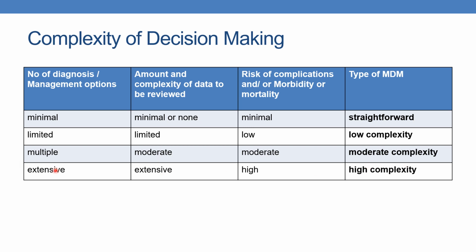Then next comes the final one. If the number of diagnosis or management options are extensive, the amount and complexity of data to be reviewed is extensive, and the risk of complications and or morbidity or mortality is high, then MDM will be of high complexity. These are the types of MDM: straightforward, low, moderate and high, based on the three key factors: number of diagnosis and management options, amount and complexity of data to be reviewed, and risk of complications and or morbidity or mortality.